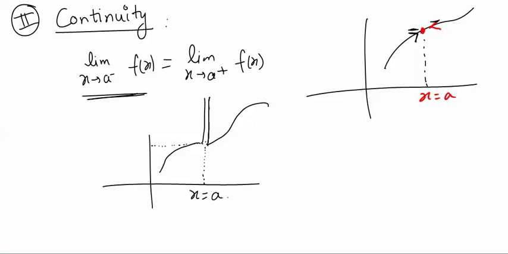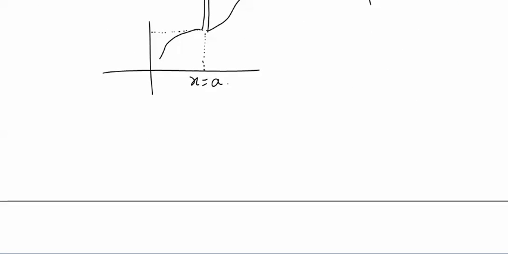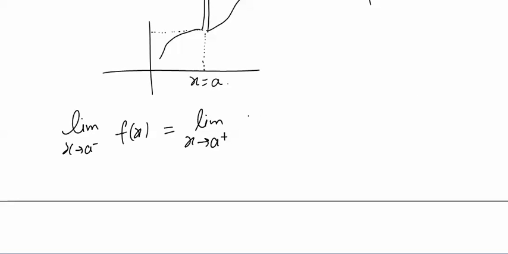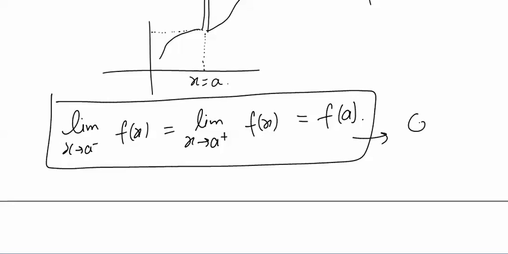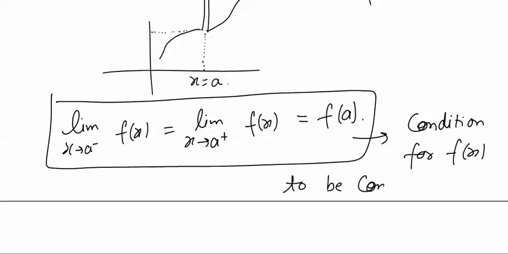So what should be the actual condition for continuity? If you talk about the actual condition for continuity, it should be that definitely the limit x tends to a minus of f(x) should be equal to limit x tends to a plus of f(x), and should also be equal to the function value at that particular point. So this is basically the condition for function to be continuous. Getting my point? This is the condition which is important for solving problems on continuity.